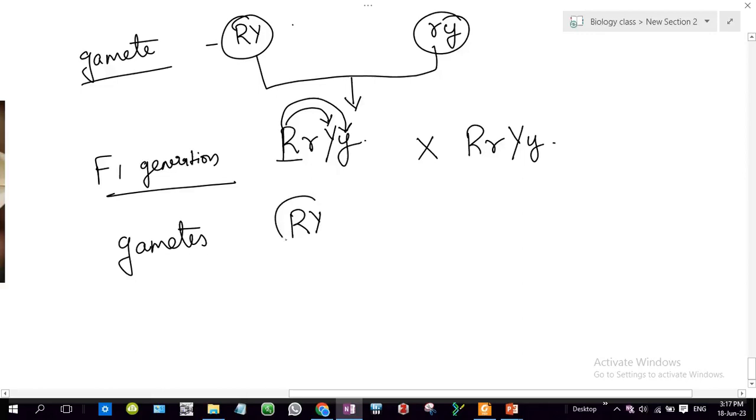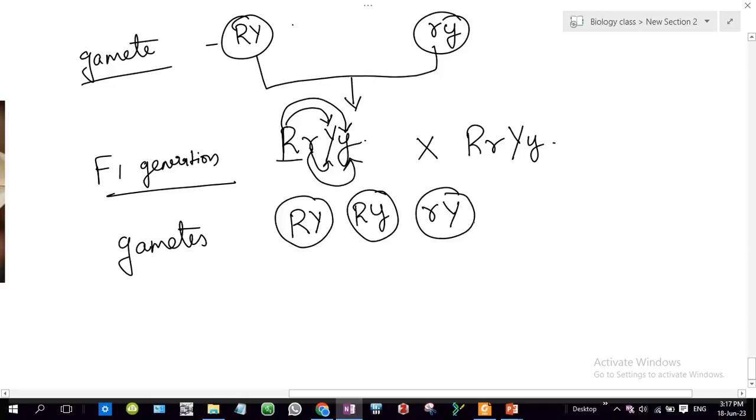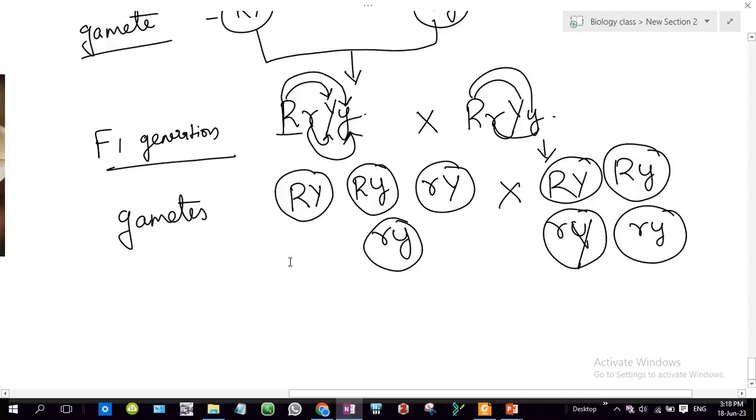Capital R, capital Y, this is one gamete, and once again capital R and small y, that is one gamete. In the same way, small r and capital Y, this is one gamete, and small r and small y, this is one gamete. So this is for parent 1. In the same way, for parent 2 we will be writing the gametes. Clear? Are you clear with this?